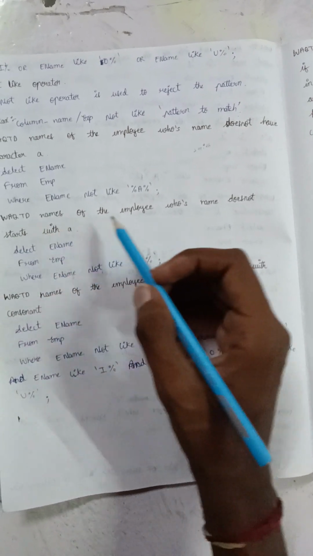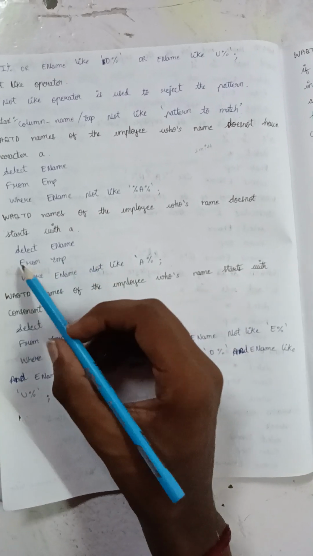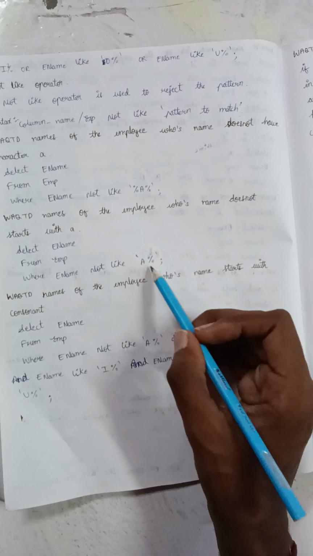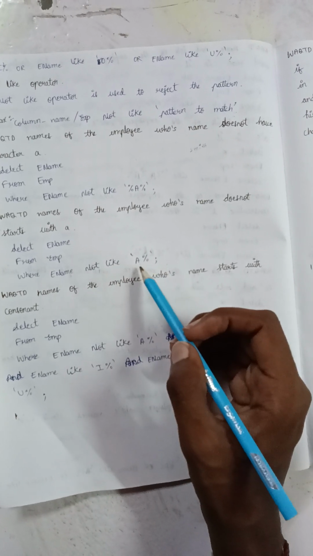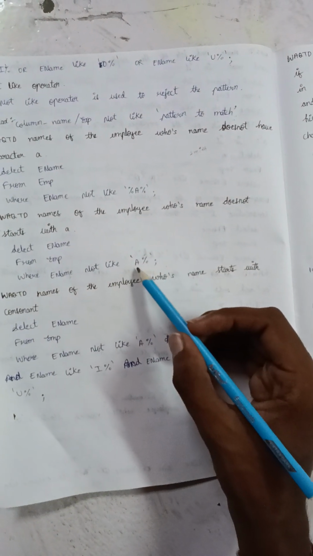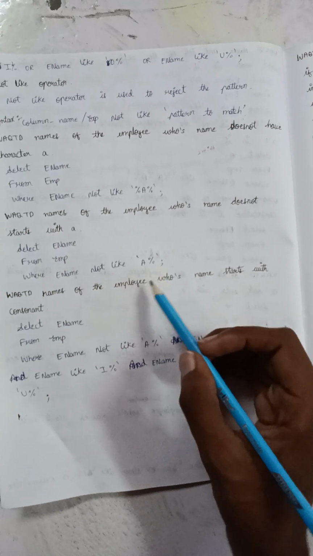Write a query to display names of the employees whose name does not start with A. So select ename from emp where ename NOT LIKE 'a%'. The starting letter should not be A, so we have taken A percent. Percent can accept any characters.